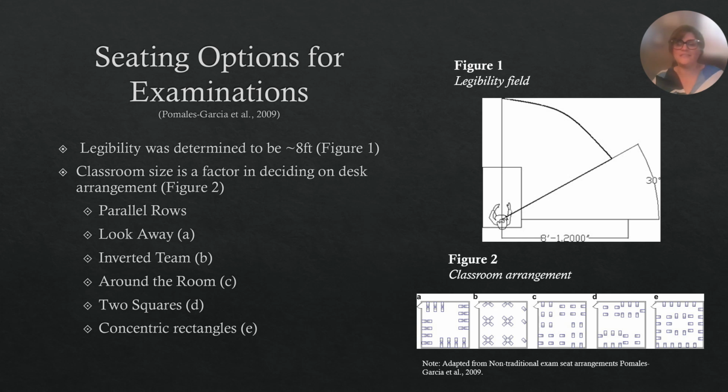B, one of the more interesting, is inverted team. Rather than a team circle looking at each other, these desks are all facing each other in the back. Again, that hard radius where there's that 30 degrees of potential looking would require students to move their head quite a bit. And again, the proctor would be able to identify any dishonest practices. Furthermore, in figure 2, you can see around the room 2 squares and concentric rectangles, all unique ways to consider how you might set up your classroom.